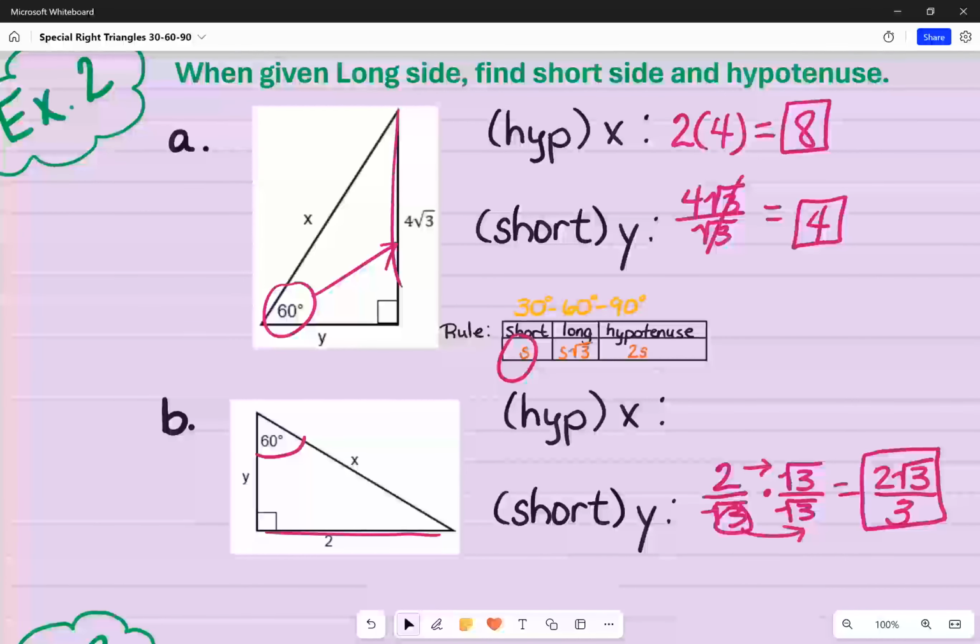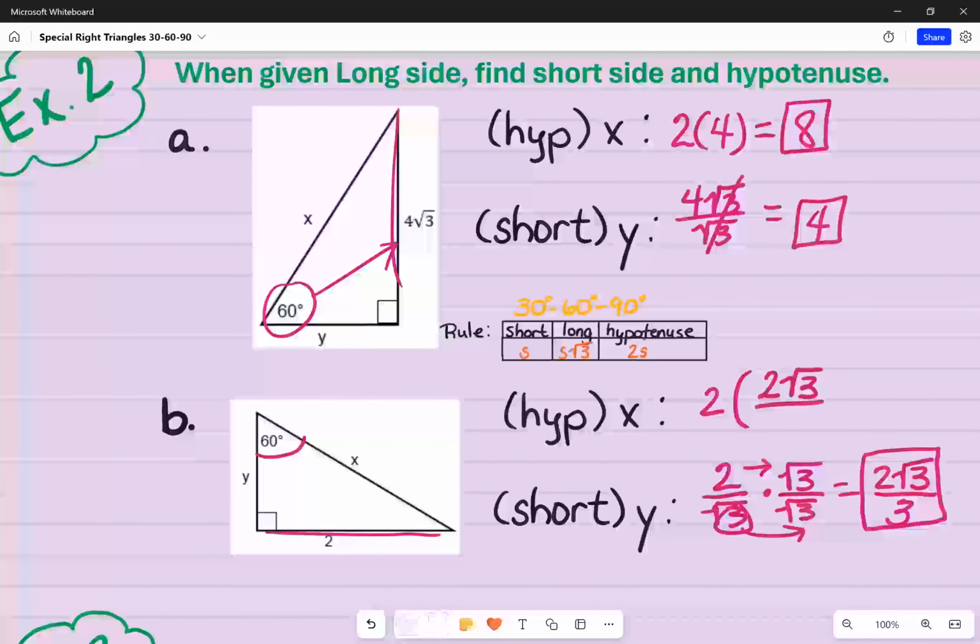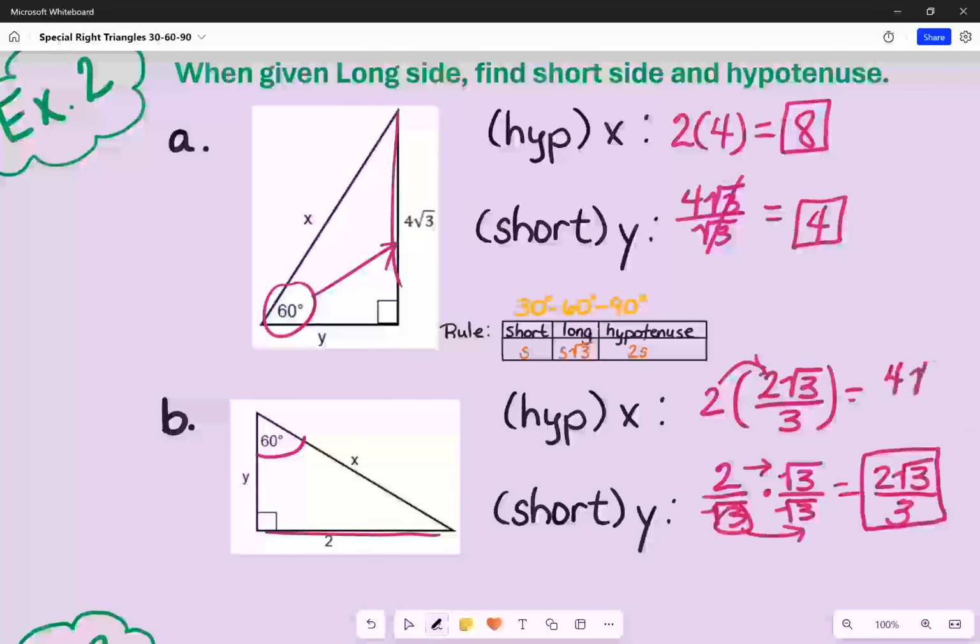In order to find the hypotenuse, what I have to do is take that short side and multiply it times 2. That's based off of the rule. So I'm going to take 2 and multiply it times 2 radical 3 over 3, which is my short side. Once I multiply the 2 times the numerator, I simply have 4 root 3 all over 3.